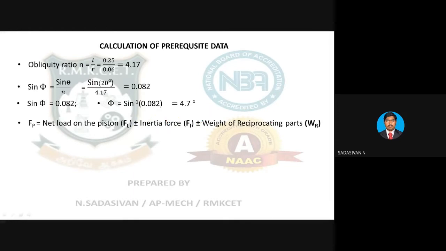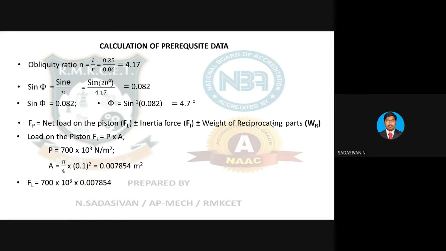Now I am going to first find the piston load, FL, pressure into area. Okay. So gas pressure is given as 700 kilonewton, and area of the piston 5 by 4 d square. 5 by 4 into 100 mm is my cylinder cross section diameter, bore diameter. So 5 by 4 d square is 0.07854. You cross check that. Try to cross check that and try to find out the value of FL. 700 into 10 power 3 into 0.07854.